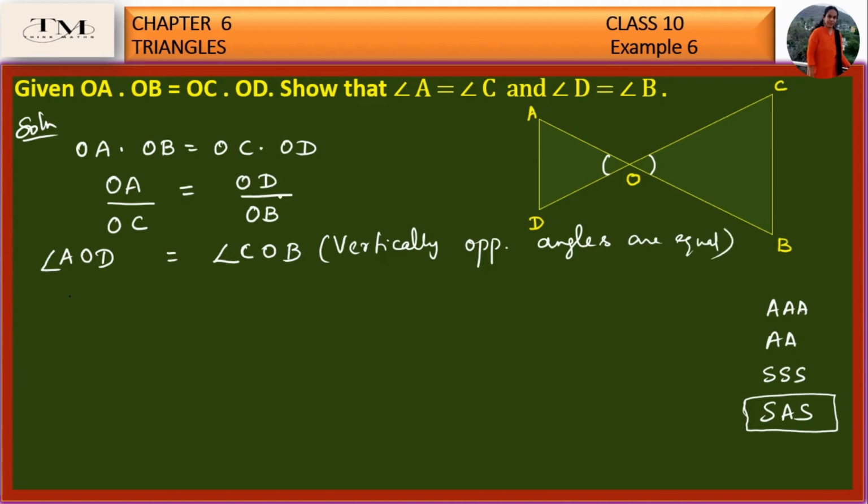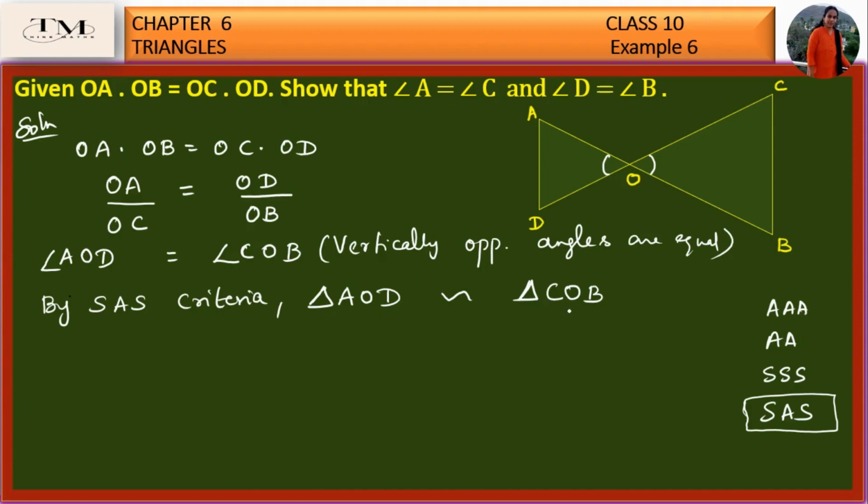Now what we have? Two sides are proportional and an angle is equal. So then by SAS criteria, we have triangle AO, we have to write similar. For AO, what we have? CO. Next one remaining is B. So for B, not B, I'm sorry, it is D. So triangle AOD, for D its corresponding value is B. So we have triangle AOD similar to triangle COB.